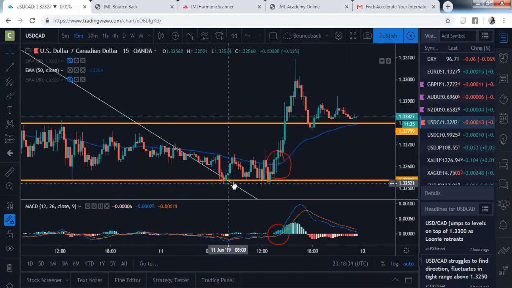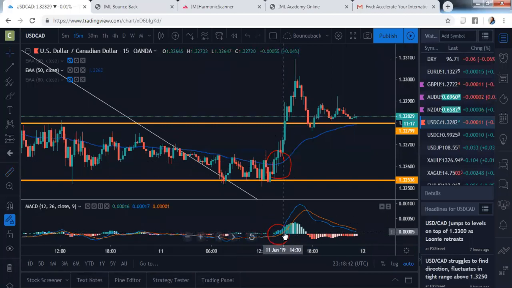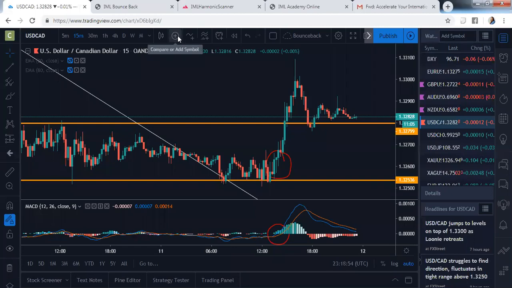So it broke your trend line. You got a solid body candle breaking your trend line above your 50 moving average line, and also crossing with your histogram on the MACD. So if you don't have your 50 moving average line for bounce back, please look to add it in. How do you add it in? Let's do that now. So you're going to come to indicators and strategies here at the top.